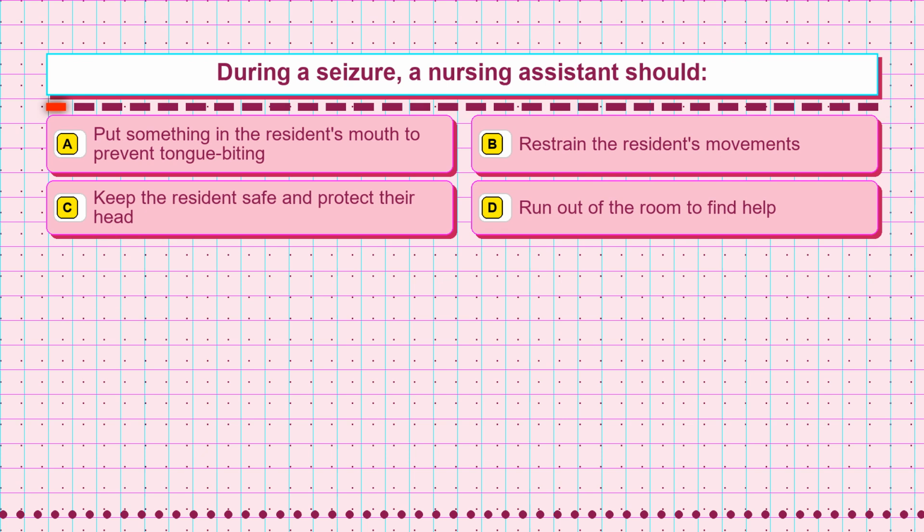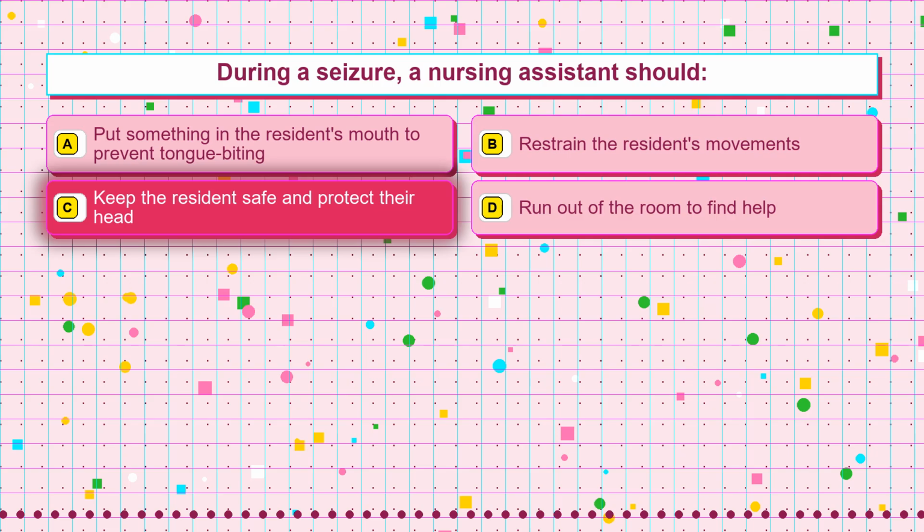Question 95. During a seizure, a nursing assistant should: option A. Put something in the resident's mouth to prevent tongue biting. Option B. Restrain the resident's movements. Option C. Keep the resident safe and protect their head. Option D. Run out of the room to find help.